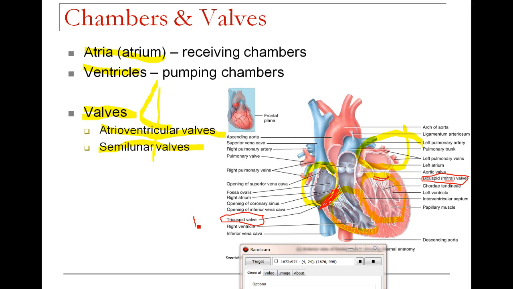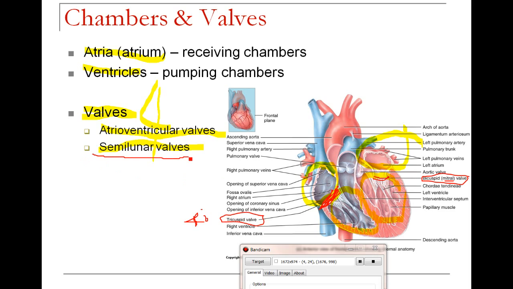So I remember right has RI, and tri has RI in it. So the right side is the tricuspid, or you could also call it the right AV valve, and the left one is the bicuspid. Those are the AV valves.